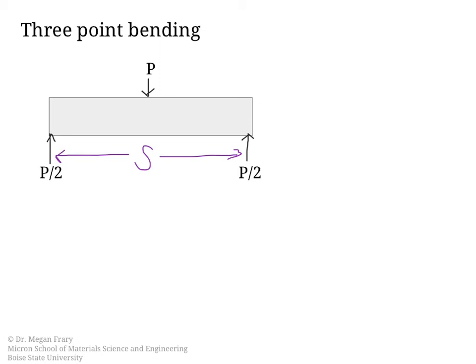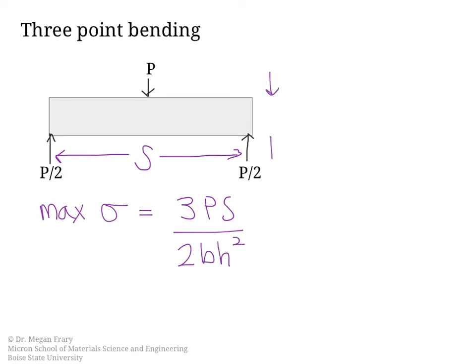We are interested then in the maximum stress at the outermost layer, and so we can write an expression for the maximum stress, and that's equal to 3 times the load times that span length divided by 2bh squared. And again, this dimension here is h, and then the third dimension of the bar is b. So this gives us the maximum stress under 3-point bending.